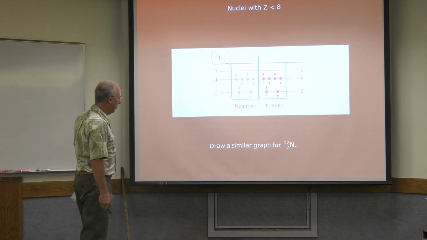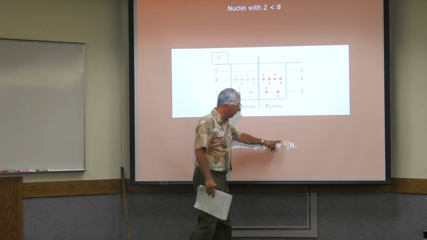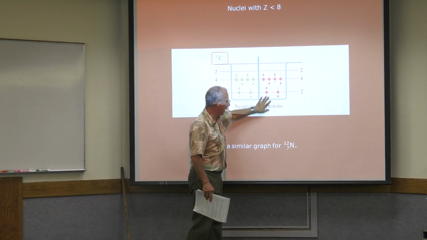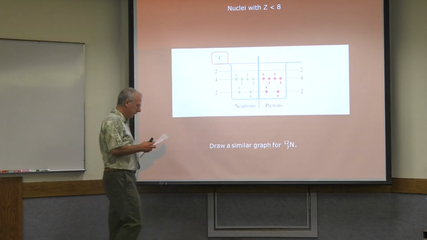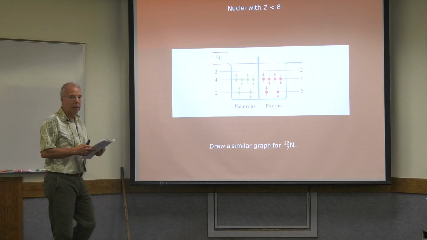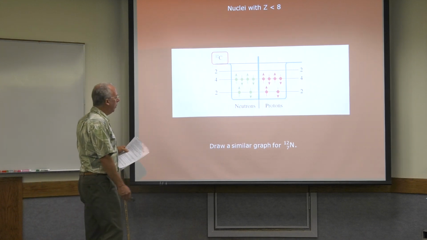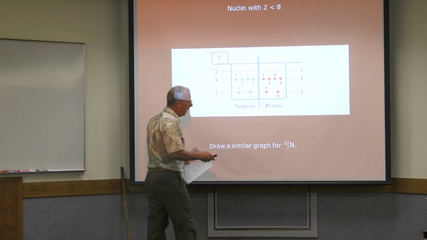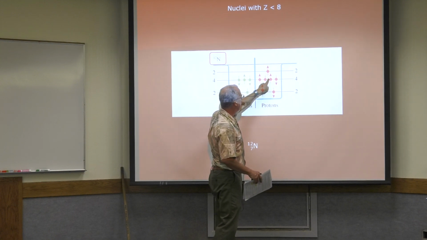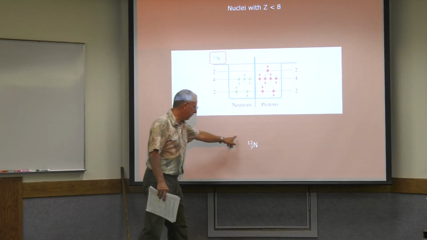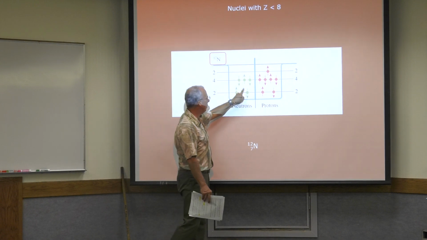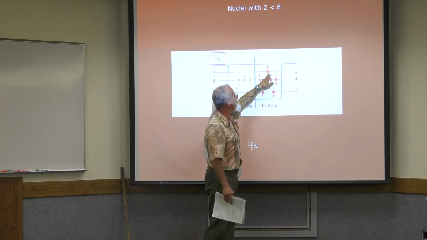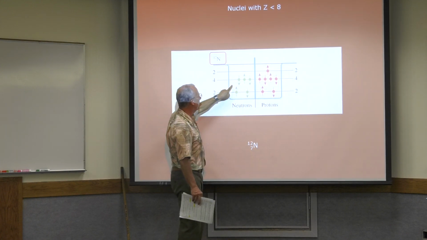Let's do another example. Let's do nitrogen 12. So once again, pause your video and draw the similar diagram for nitrogen 12. Okay, I assume you've done that. So we have 7 protons, right? 1, 2, 3, 4, 5, 6, 7. And 12 minus 7 is 5, so there's 5 neutrons. 1, 2, 3, 4, 5. So what do you notice? We have one extra proton. We want to have 2 up here, not 3, so that's an extra one. We want to have 4 here, we only have 3.